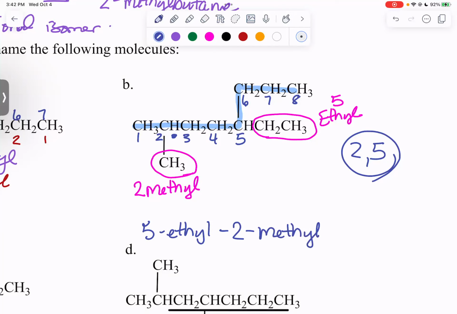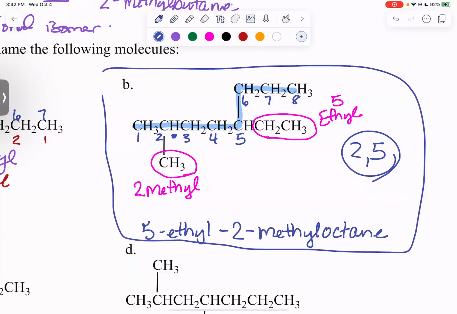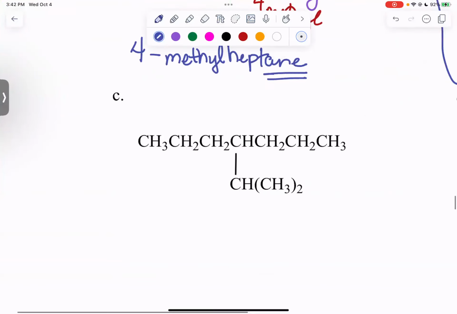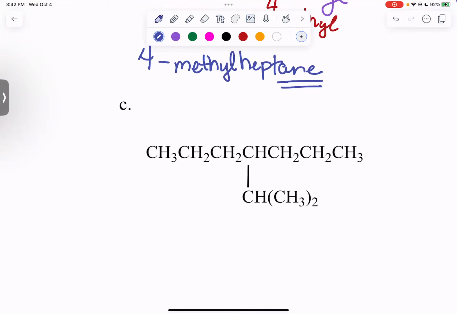And then we name the parent. The parent is 8 long. So that's octane, because it's all carbon-carbon single bonds. So just be careful. Follow those rules and follow them. Okay. Now, when you look at something that's in condensed form, sometimes you're going to do better if you draw it out.